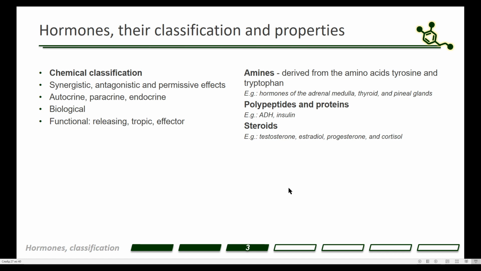So let's talk about classification of hormones. That's the third question. The first one is chemical classification. Here they are divided into amines, polypeptides and proteins, and steroids. Amines are derived from the amino acids tyrosine and tryptophan. These are the hormones of the adrenal medulla and thyroid gland. Polypeptides and proteins, examples are antidiuretic hormone and insulin. And steroids are the sex hormones and glucocorticoids.